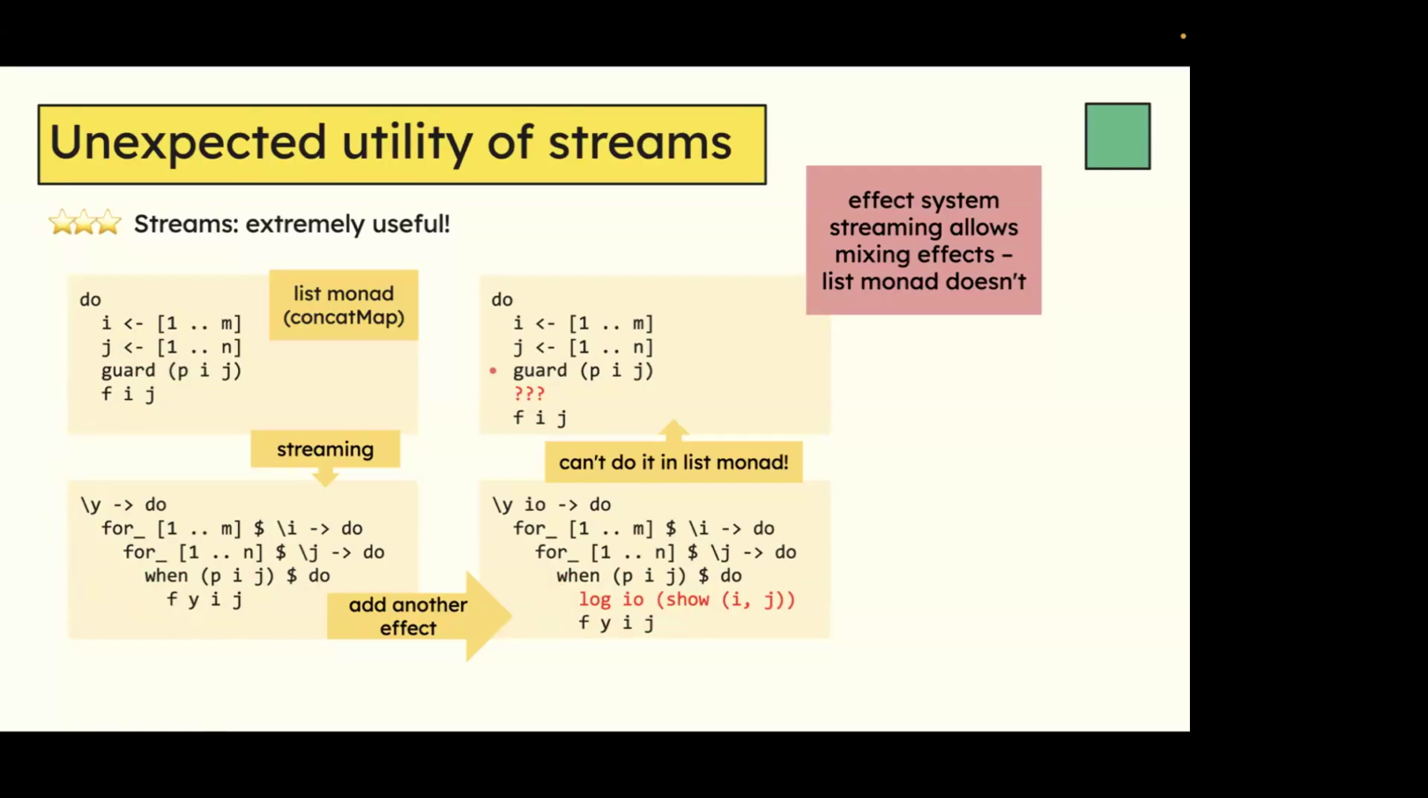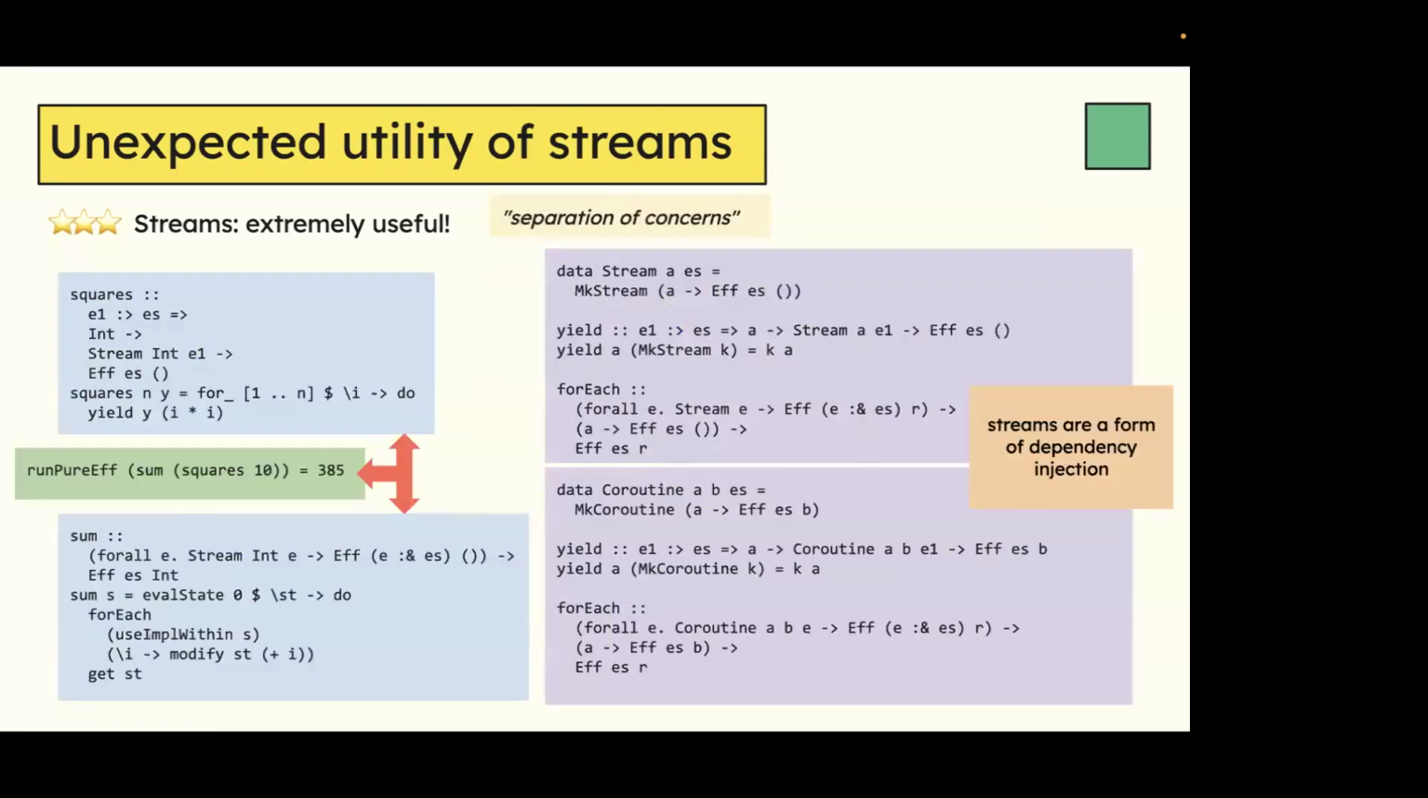If you want to do that in a list monad setup, well, you just can't. I mean, there's nothing you can put here to do that. So it doesn't support that. So effect systems, or the streaming provided by effect systems, allows mixing effects in this way, whereas the list monad doesn't.